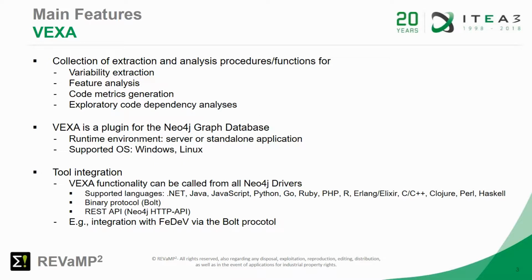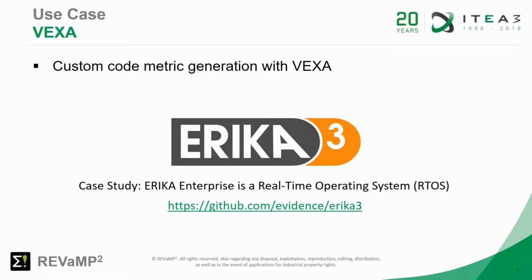Because VEXA functionality can be called from all Neo4j drivers, a lot of languages are supported. For example, Java, Go, Python, C++, and so on. There's support for a binary protocol called Bolt and also REST API support. For example, the integration with VEDeV is realized via the Bolt protocol. For our use case, we are going to write a custom analysis and generate custom code metrics using the VEXA toolkit.